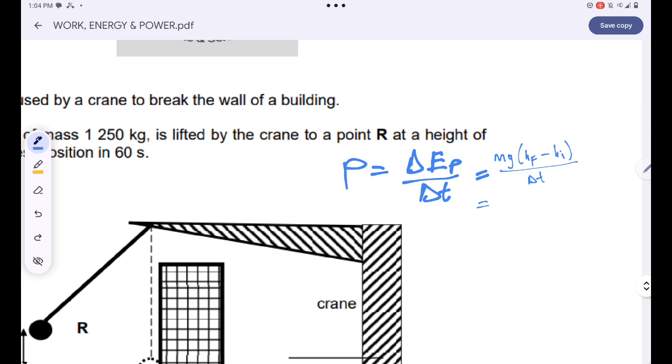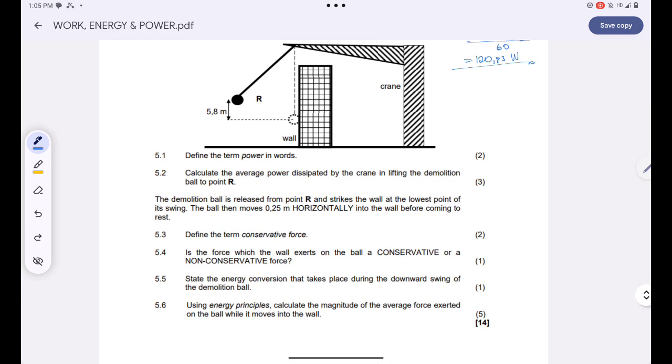The mass of the crane is 1,250. Final height, that's 5.8 meters. The initial height is 0. This happened in 60 seconds. So I simply have 1250 multiplied by 5.8 minus 0, all over 60. This will give me 120.83 watts. So that's my average power.